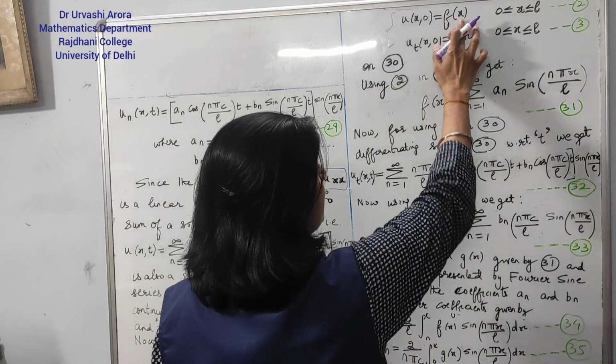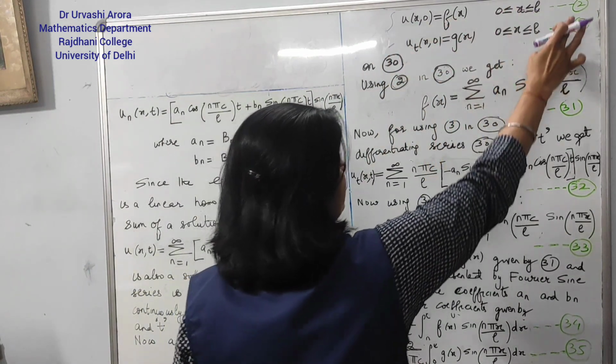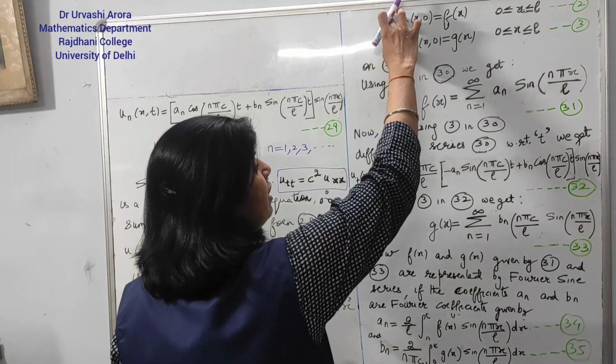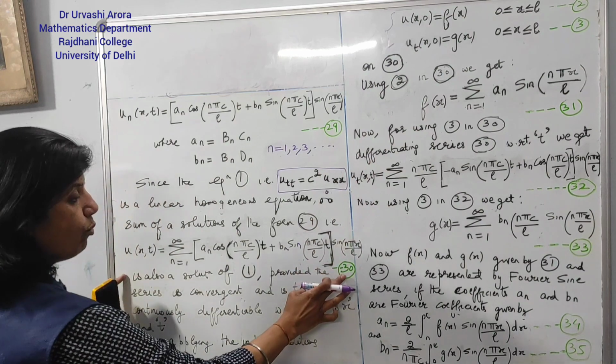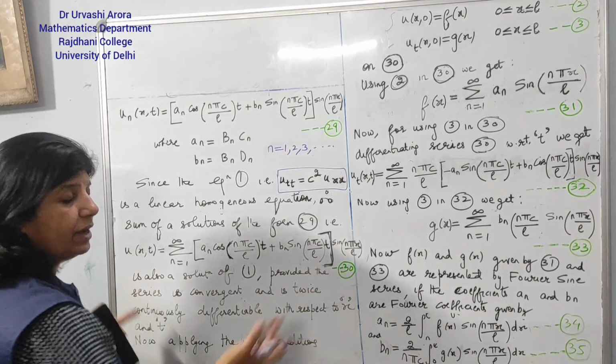u(x,0) is equal to f(x) and u_t(x,0) is equal to g(x), where x lies between 0 and l, and these conditions we had marked as 2 and 3. So now you have to make use of these two initial conditions, and you have to modify the solution which you have obtained in the form of series so far, which is given by 30.